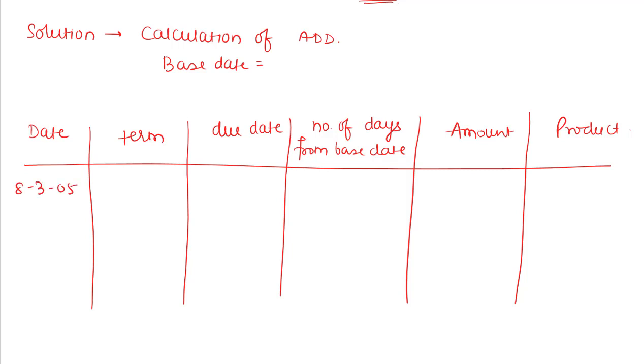Date given in the question: 8th March 2016. Term is 4 months. 16th March 2015 for 3 months. 7th April 2005 for 5 months. And 17th May 2005 for 3 months. Add 3 days of grace.